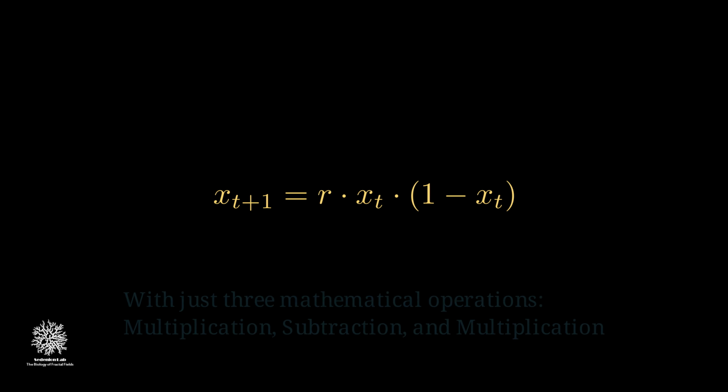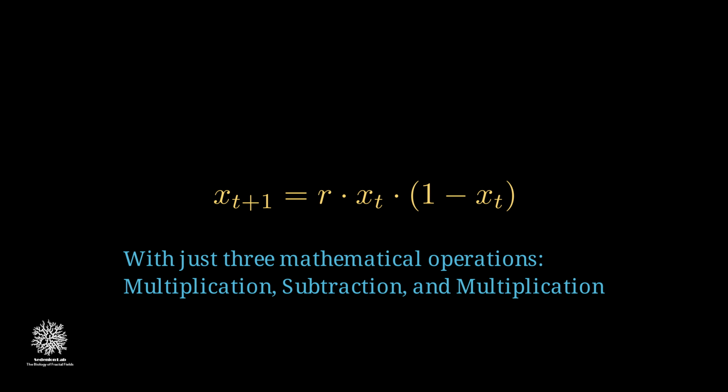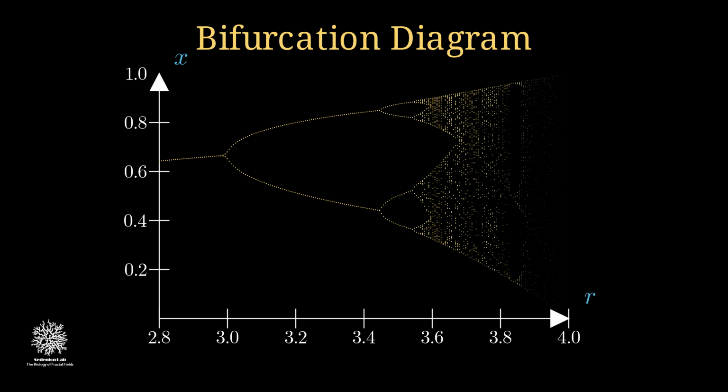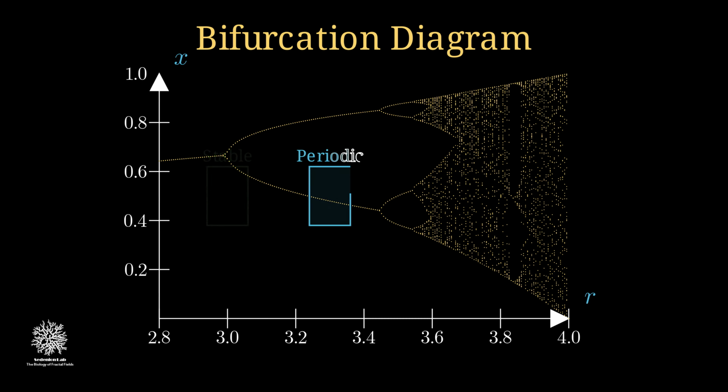With just three mathematical operations, multiplication, subtraction, and another multiplication, this formula creates patterns ranging from perfect stability to complete chaos.